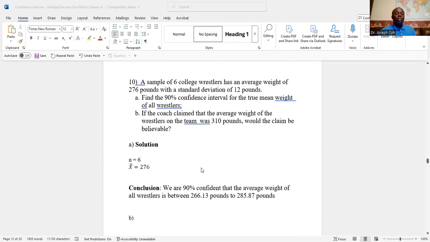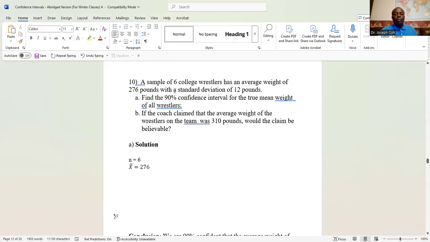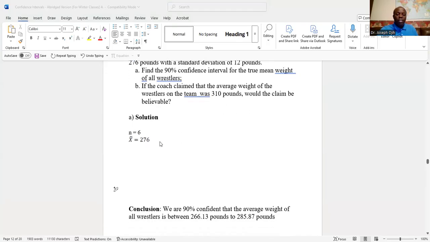Okay? Now look at this question here. It says a sample of six college wrestlers. You can see the sample size is small. Six, only six. Has an average weight of 206 pounds with a standard deviation of 12 pounds. Find the 90% confidence interval for the true mean weight of the wrestlers. If the coach claimed that the average weight of these wrestlers on the team is 310 pounds, would that claim be believable?